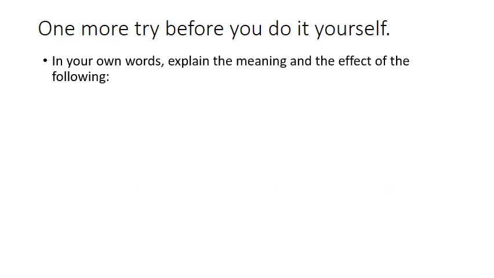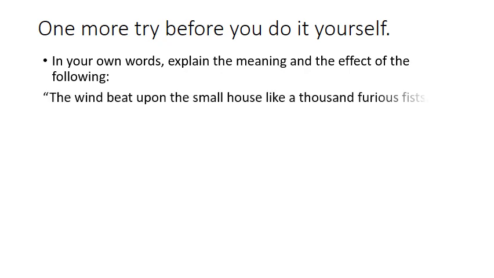Now, let's have one more try before you do it yourself. So, in your own words, explain the meaning and the effect of the following. The wind beat upon the small house like 1,000 furious fists. Now, think first.